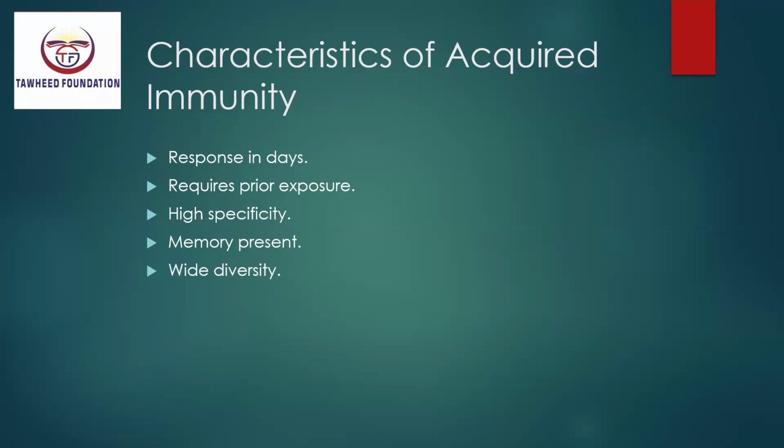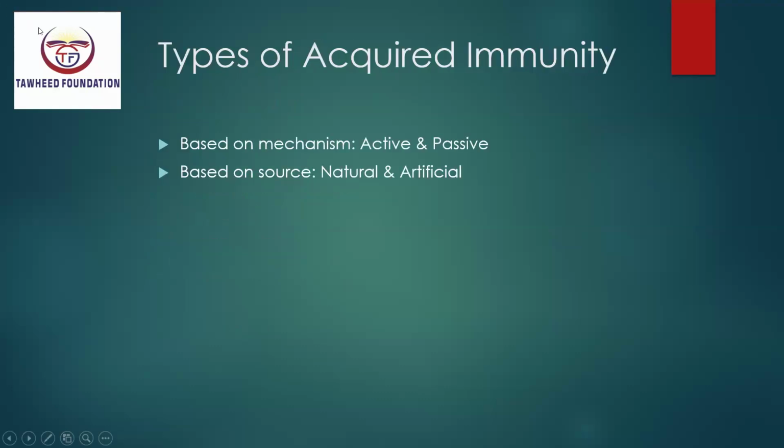Memory present. Acquired immunity has a memory component, so a proportion of T and B cells become memory cells following primary contact with the microbe, which play an important role when the microbe is encountered subsequently. Wide diversity: acquired immunity, though it takes time to develop, is active against a wide range of antigens. Types of acquired immunity: it can be classified two ways, based on mechanism, active and passive, and based on source, natural and artificial.